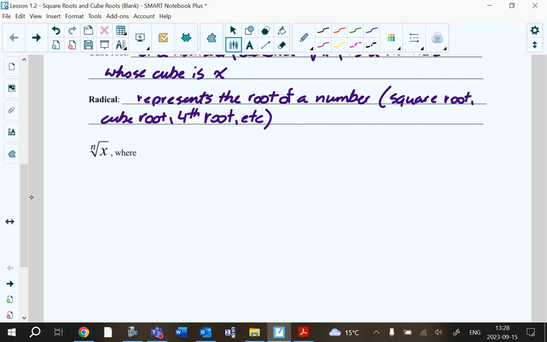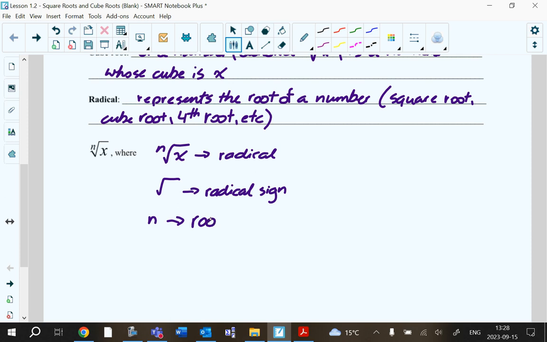We call the whole thing the radical. We call just this check mark with the bar, it's not very creative, the radical sign. The little number outside to the left is called the root, so square root, cube root, fourth root, fifth root, etc. And the big number inside, whatever that is going to be, is called the radicand.